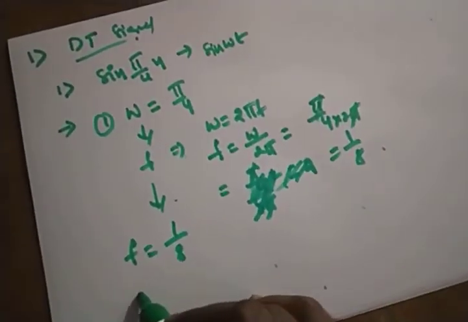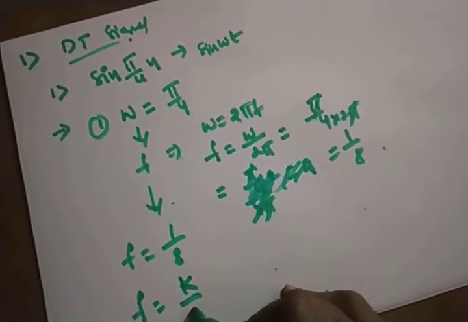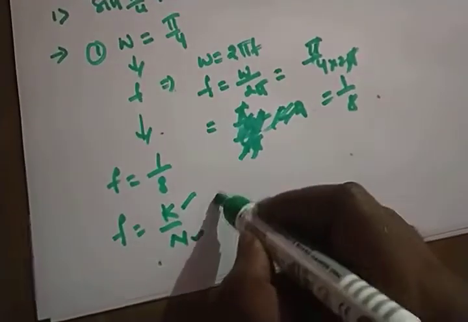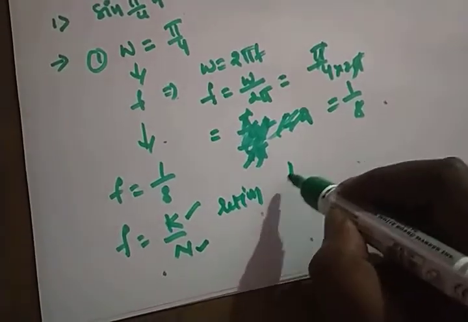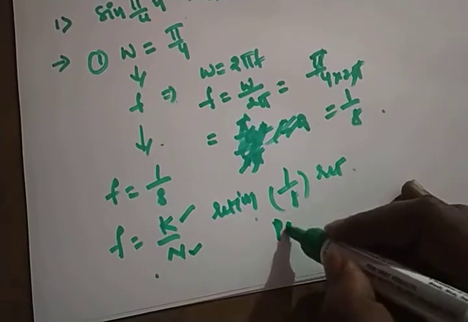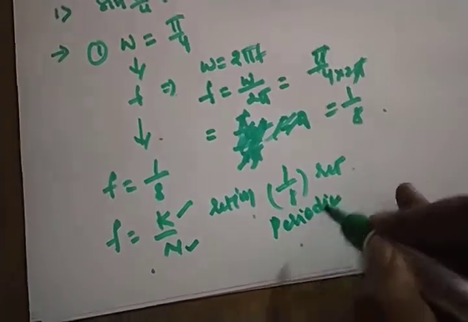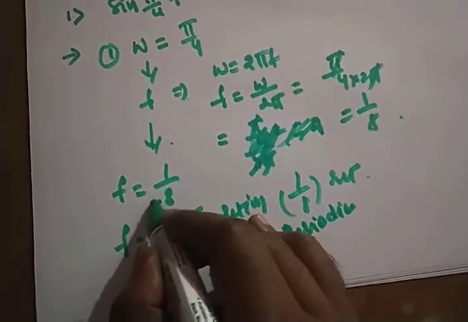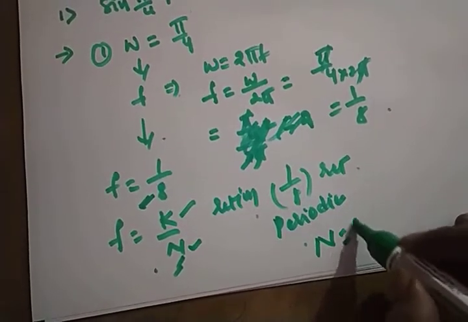So in what form is f? K by n, where k is a constant and n is the period. Is k by n rational or irrational? We see 1 by 8, so it is a rational number. If it is a rational number, is it periodic or non-periodic? It's periodic. So what is the period? N is the period. So what is that n? 8. So the period is equal to 8. This is the solution for this.